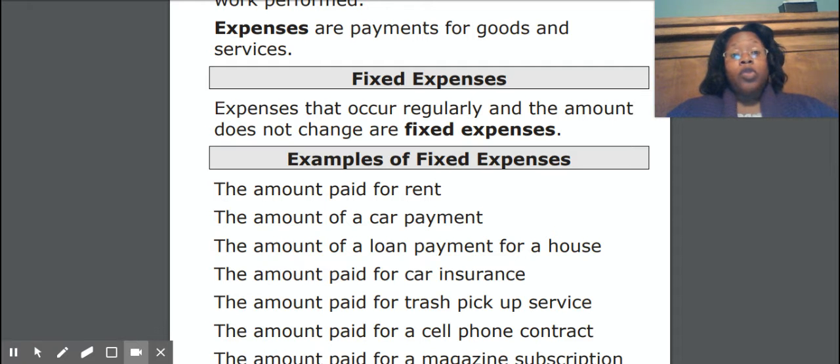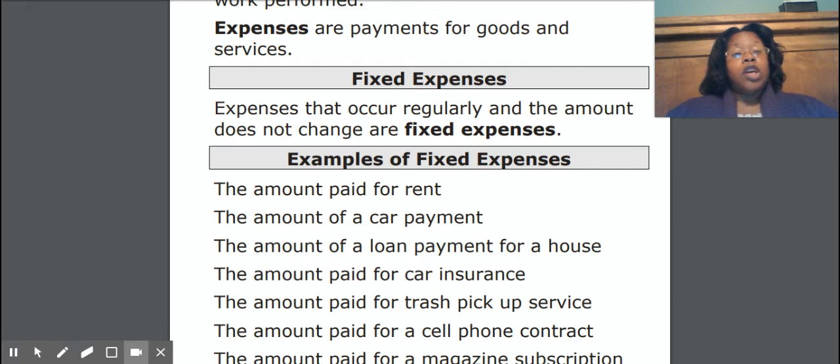For instance, if you rent an apartment or you live in a house, you pay the same amount for that house or apartment each month. The car payment is the same amount every single month. The amount paid for car insurance is a set rate. The amount paid for trash pickup service from month to month, it is included in your water bill.